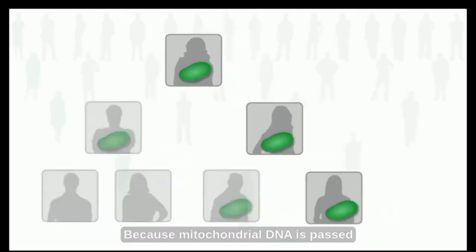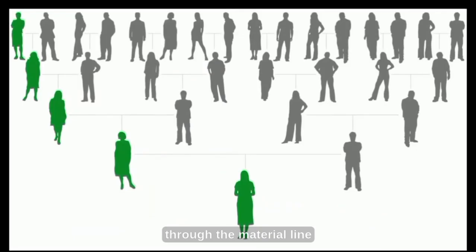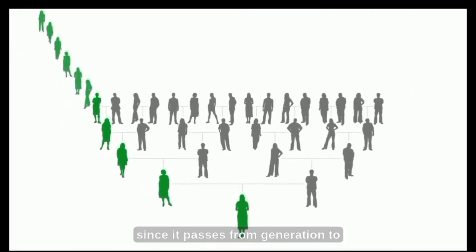Because mitochondrial DNA is passed through the maternal line from mother to child, it contains information about a small number of a person's ancestors. However, since it passes from generation to generation with very little change, mitochondrial DNA is a rich source of information for deep ancestry going back thousands of years.